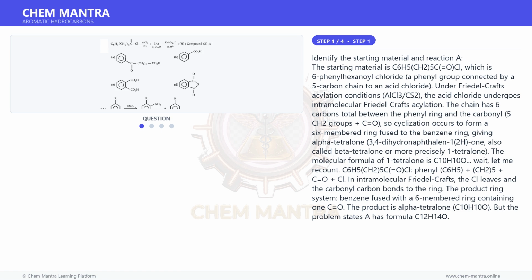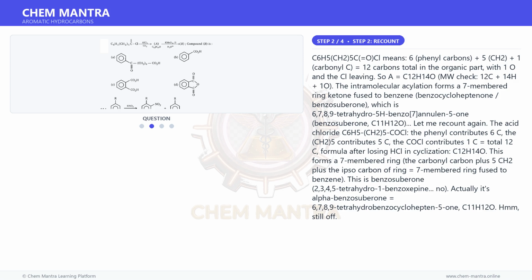C6H5, plus (CH2)5, plus C=O, plus Cl. In intramolecular Friedel-Crafts, the Cl leaves and the carbonyl carbon bonds to the ring. The product ring system is benzene fused with a 6-membered ring containing 1 C=O. The product is alpha-tetralone, C10H10O. But the problem states A has formula C12H14O. Moving on to the next step.